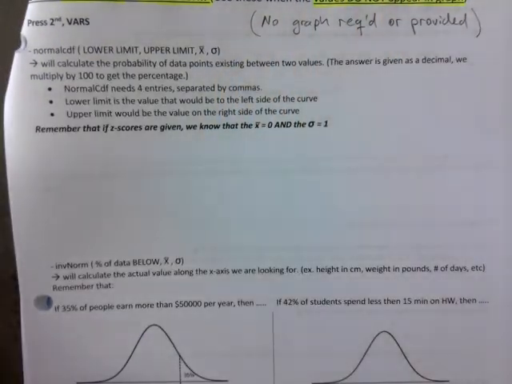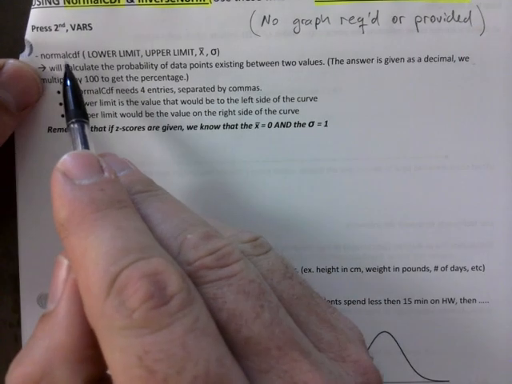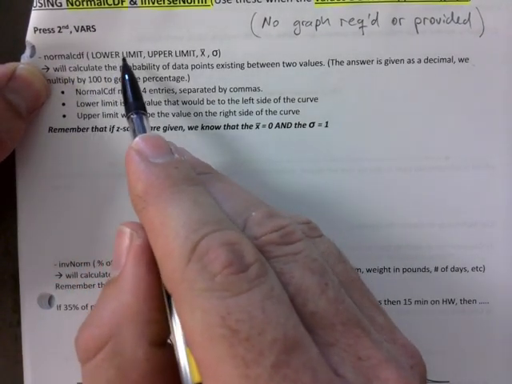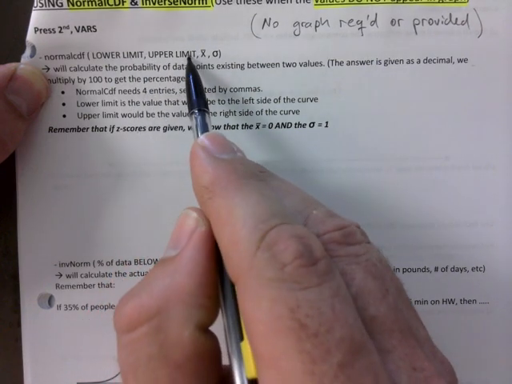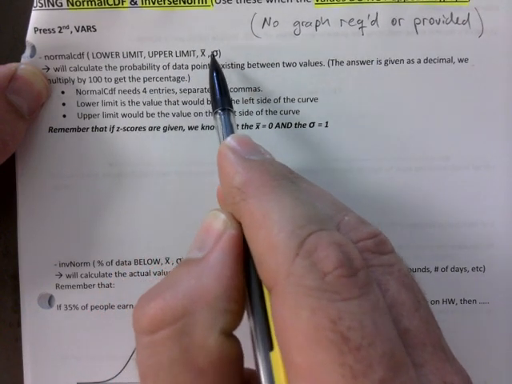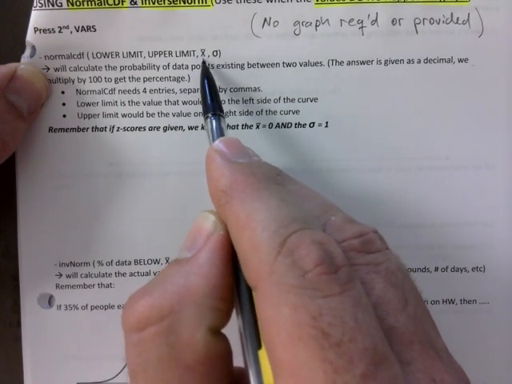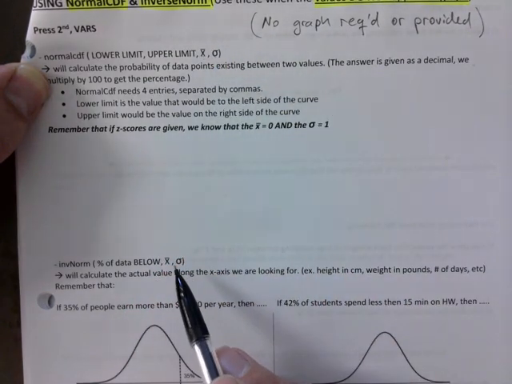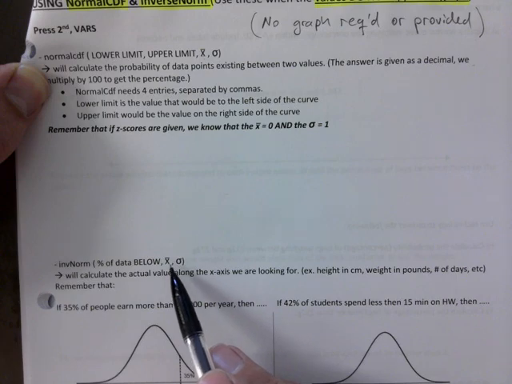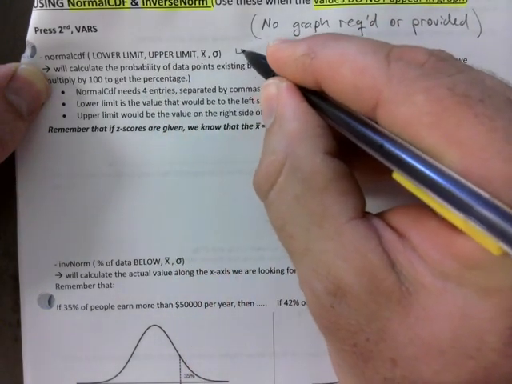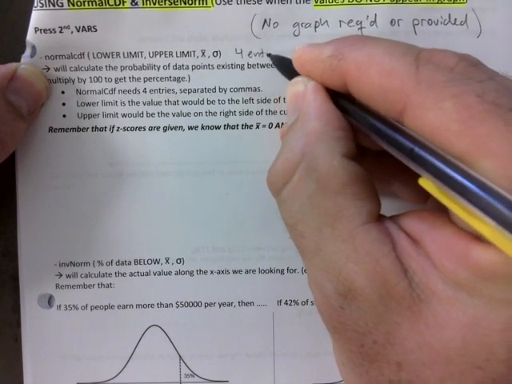So let's see what they do. Okay. Normalcdf requires 4 entries, guys. Lower limit, upper limit, mean, standard deviation. Every single one of them needs the mean and the standard deviation at the end. Watch this, the bottom one here, mean, standard deviation. But this one requires 4 entries. 4 entries, okay?